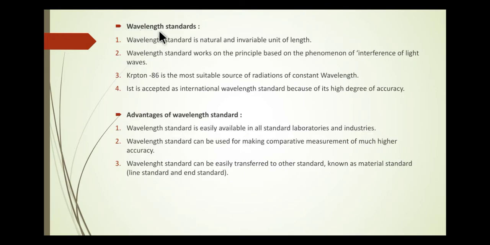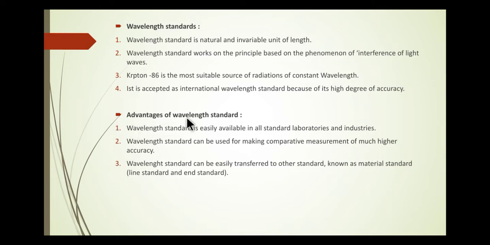Now, what is wavelength standard? Wavelength standard is a natural and invariable unit of length. It works on the principle based on the phenomenon of interference of light waves. Krypton 86 is the most suitable source of radiation of constant wavelength. Fourth, it is accepted as the international wavelength standard because of its high degree of accuracy.